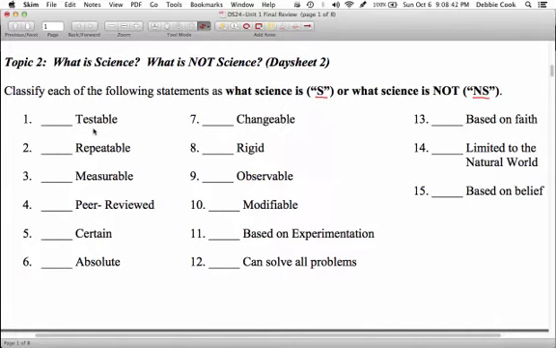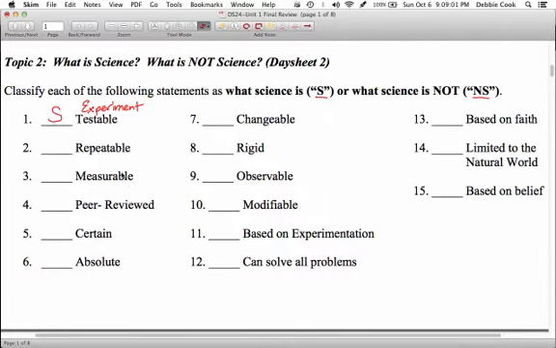We need to ask ourselves, is science testable? This word testable means the same thing as experiment, meaning we can do an experiment. So we know we've already done a number of different experiments this year in biology class, so we know that absolutely science is testable. So I'm going to go ahead and put an S next to number 1.